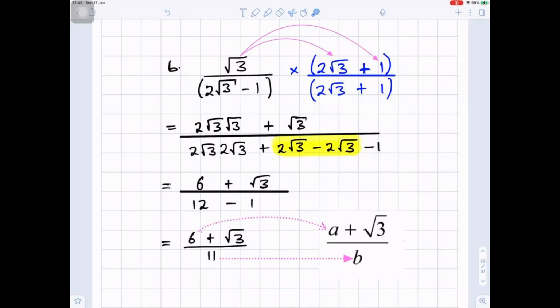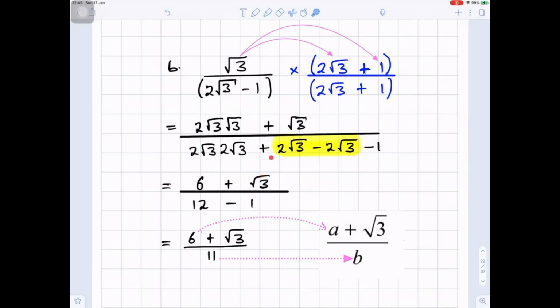So in the numerator, root 3 times root 3 is 3. 3 times 2 is 6, because root 3 is the same as 3 to the half times 3 to the half. Half plus half is 1, so it's 3 to the 1. 2 times 3 is 6 plus the root 3.